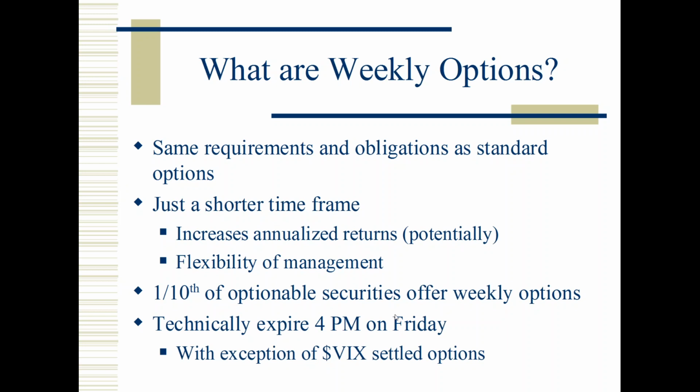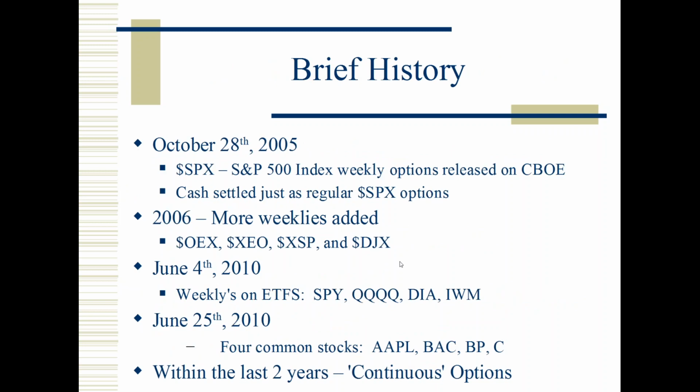Now, about 1/10 or 1/9 of the optionable securities currently offer weekly options. It's above 400 stocks, indexes, and ETFs that now offer weekly options. Technically, they expire at 4 p.m. on Friday, as opposed to standard options, which technically expire on Saturday, with the exception of VIX options, of course, and some of the SPX options. We'll talk about that in a moment.